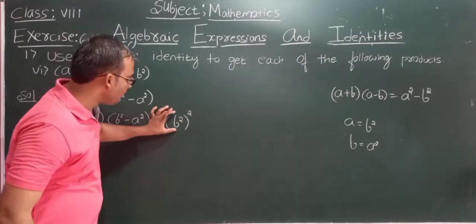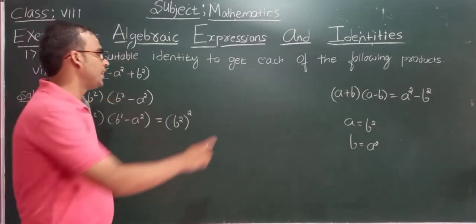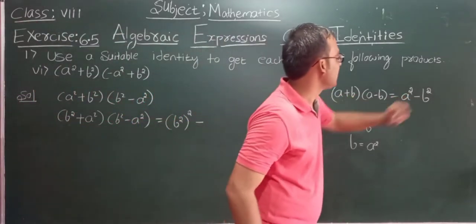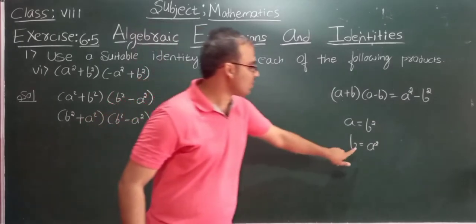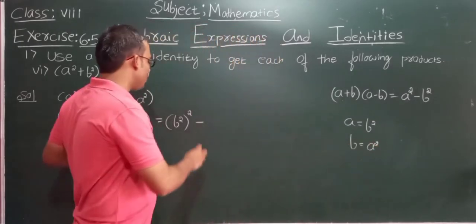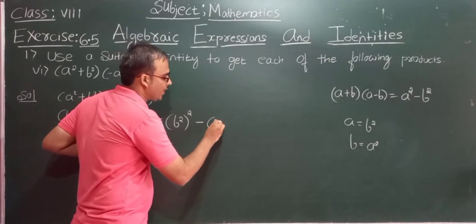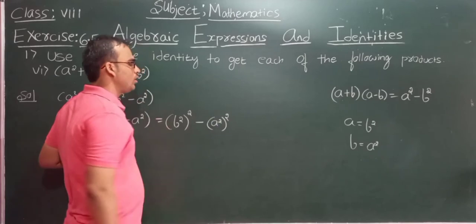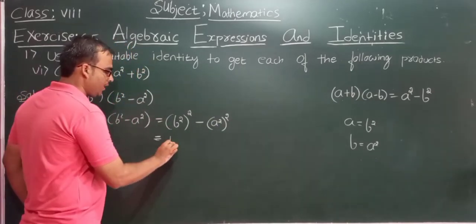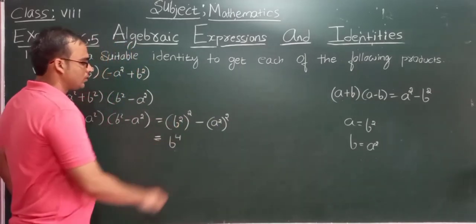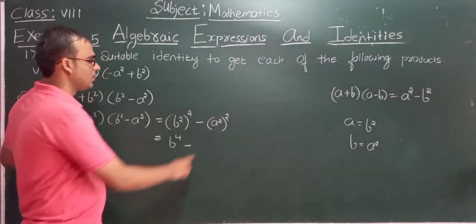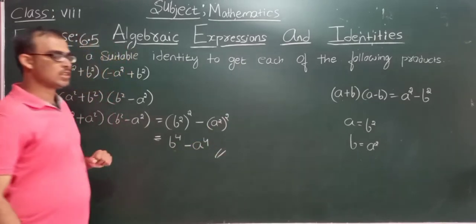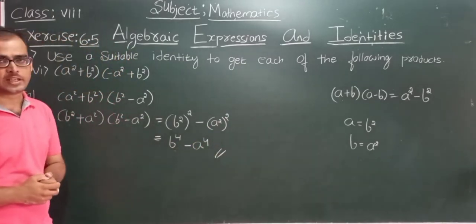Just don't confuse. B square means itself a. Next, minus a square. Okay, just look here: a square minus b square. Now, in place of b, what is there? A square is there. So if b is a square, then b square is a square whole square. Now b, 2 2s are 4. Next, minus, and here a, 2 2s are 4. So what is the solution of this problem? That is b to the power 4 minus a to the power 4.